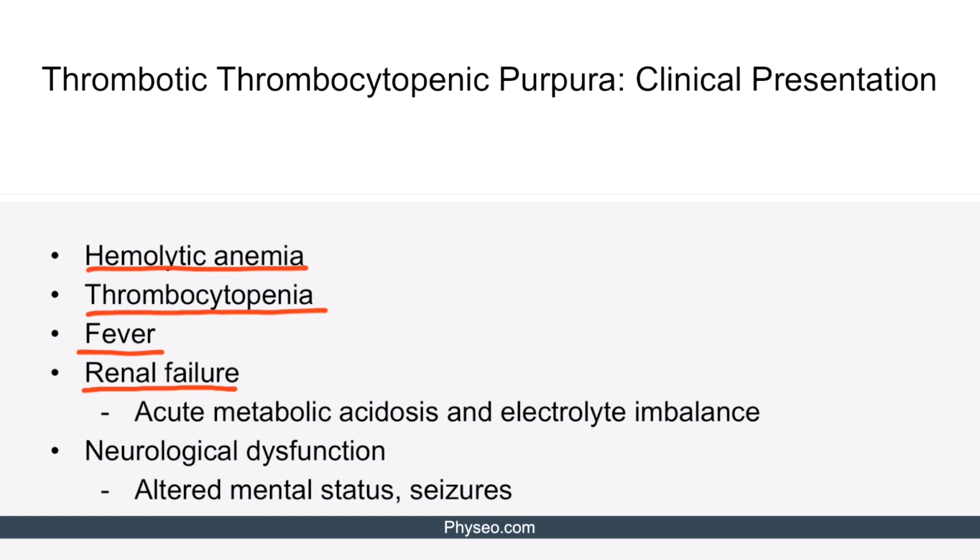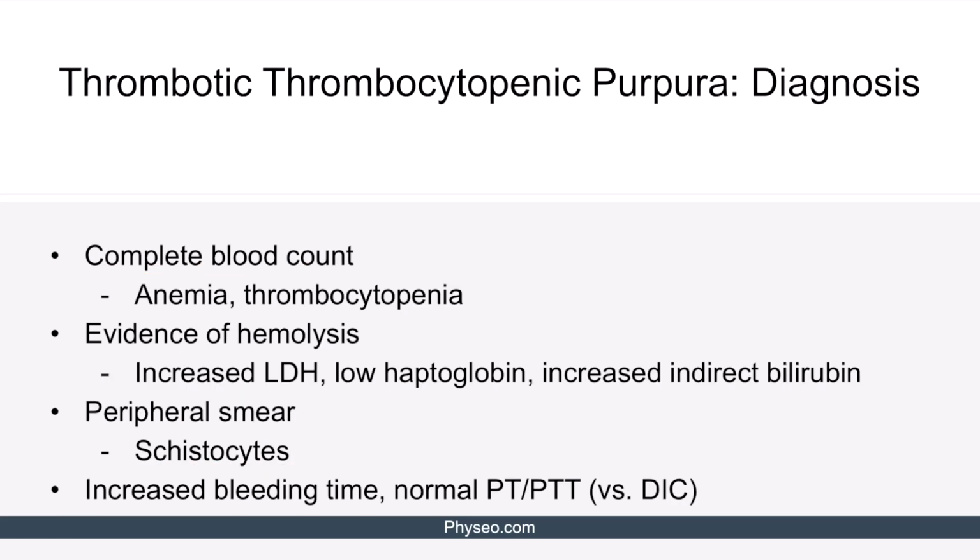Acute renal failure can present with an acute metabolic acidosis due to the retention of organic acid. It can also present with electrolyte imbalances. Finally, TTP is notorious for causing neurological defects like altered mental status or seizures. Let's move on to the diagnosis of thrombotic thrombocytopenic purpura.